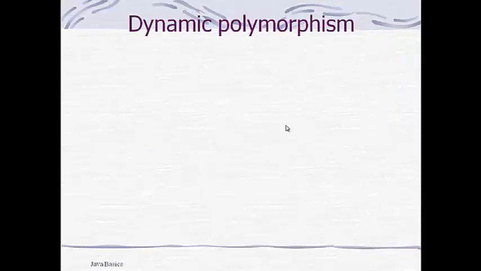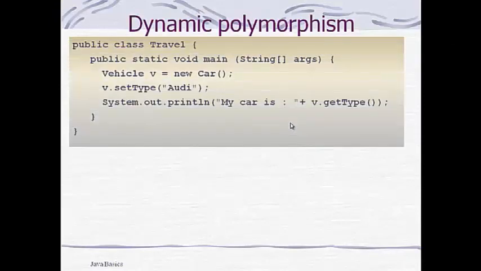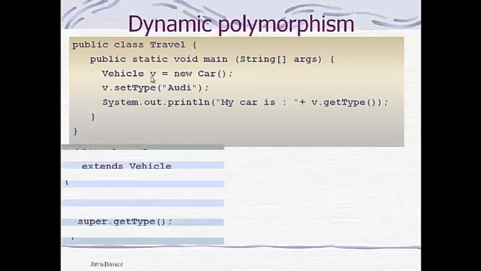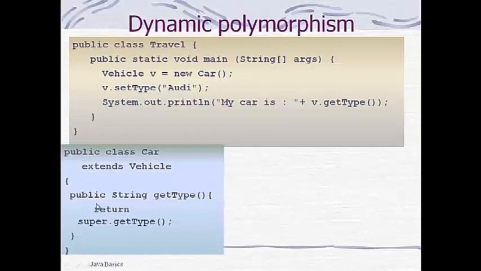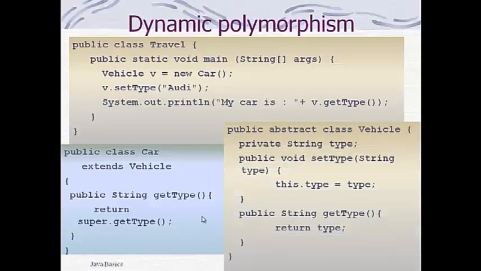Dynamic polymorphism. We have the program Travel, where we are writing Vehicle v = new Car(). This is possible because Vehicle is the parent of Car. In the class Car, we are writing public String getType and return super.getType.